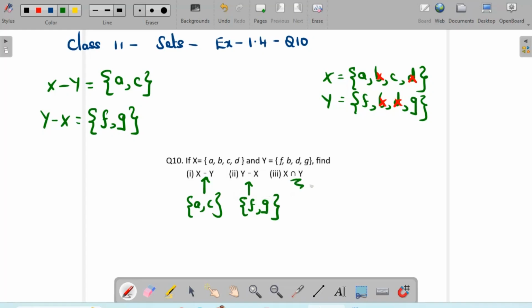Now for the third subdivision, it said X intersection Y. So X intersection Y is nothing but the list of all common elements. So in this case, whatever was common between the two. So b is common in both the cases and d is common in both the cases. So X intersection Y is going to be {b, d}.